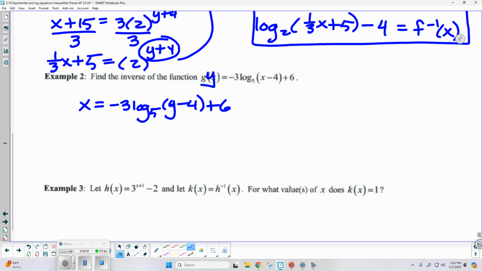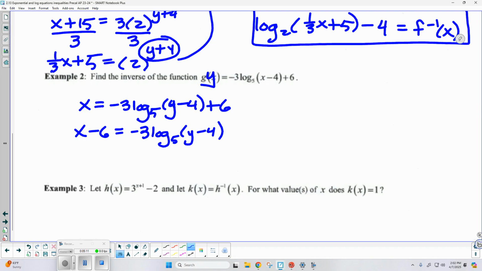Okay, so I switched the x and the y. Okay, walk me through this. Addie, what's first? Okay, we're going to subtract the 6. So x minus 6 equals negative 3 log base 5 of y minus 4. Perfect. Okay.